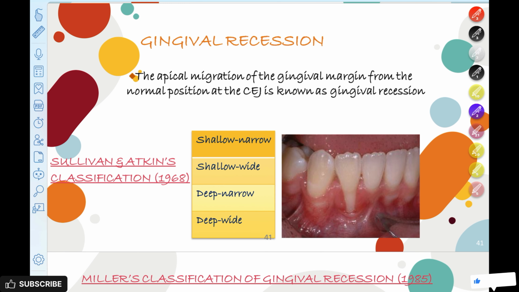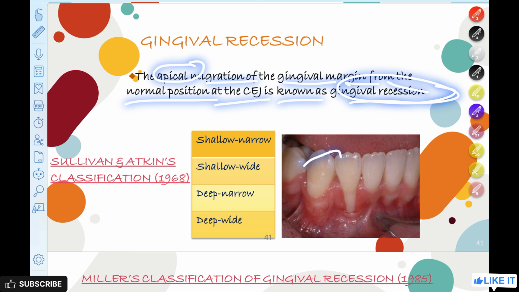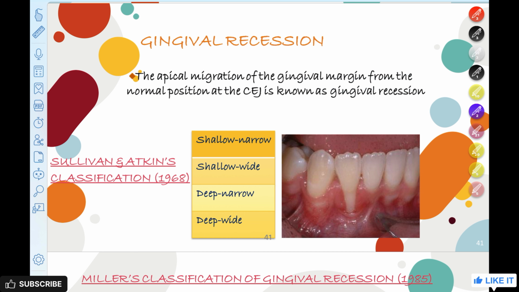What is the meaning of gingival recession? The apical migration of the gingival margin from the normal position at the CEJ is known as gingival recession. As you can see, this is the normal position of the gingiva. It has migrated apically, towards the apex. Therefore, it is known as gingival recession.